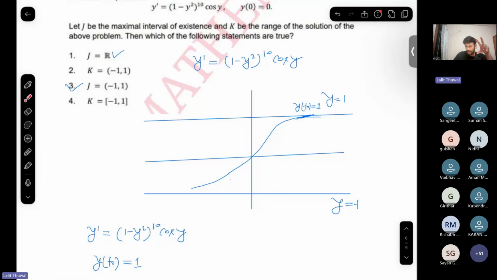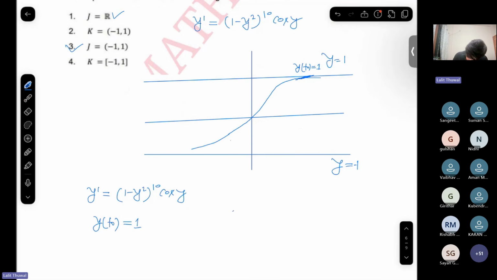If we assume that y takes value 1 somewhere, the existence and uniqueness will be violated. It means that y cannot take value 1. Similarly, it cannot take value -1. As it is a continuous function, it cannot cross 1 and -1. So it means that the range of y is a subset of (-1, 1). Now, is it exactly -1 and 1? How do we prove that?